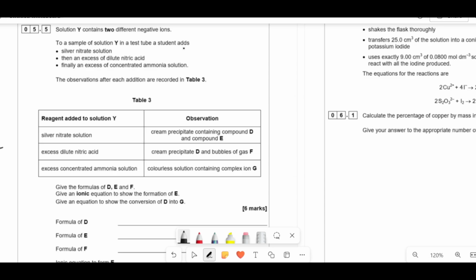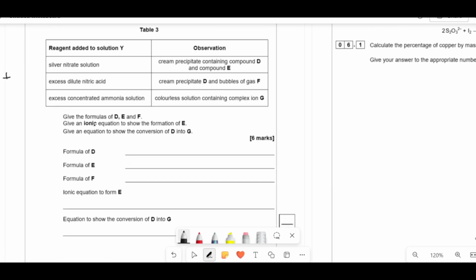A sample of solution Y has been put in a test tube and we've added silver nitrate, an excess of dilute nitric acid, and then finally an excess of concentrated ammonia, and the observations after each of them are recorded in this table. So it says give the formulas of D and F, give an ion equation for the formation of E, and then give an equation to show the conversion of D into G.